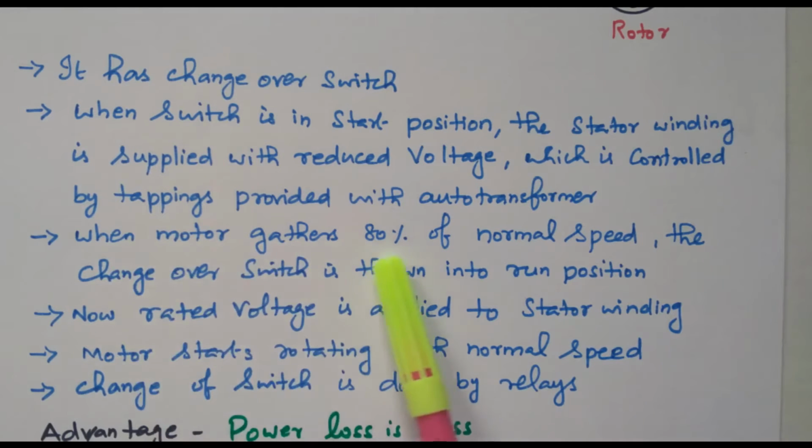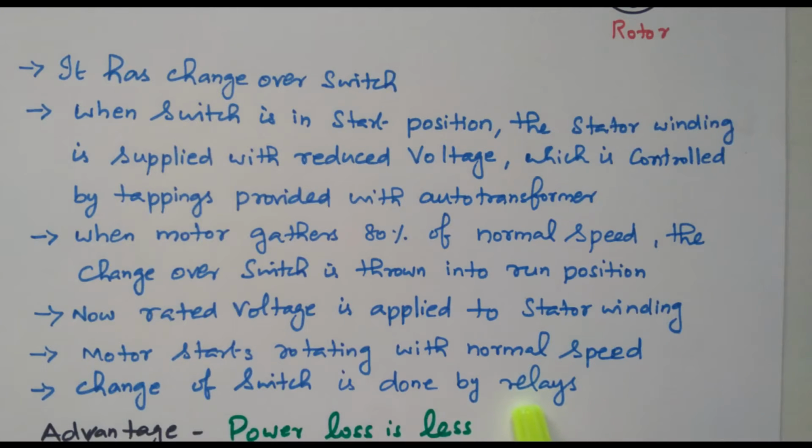When the motor gathers 80% of normal speed, the changeover switch is thrown into the run position. Run position means the entire voltage will be applied. Now the rated voltage is applied to the stator winding. The motor rotates with the normal speed. The changeover of the switch is done by the relay.